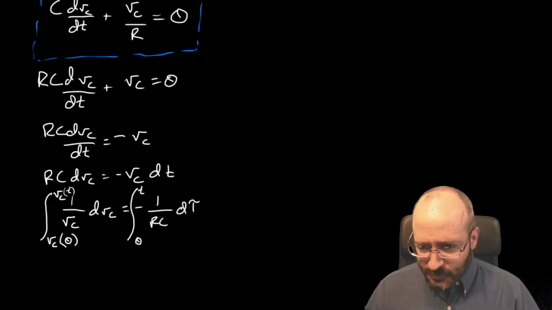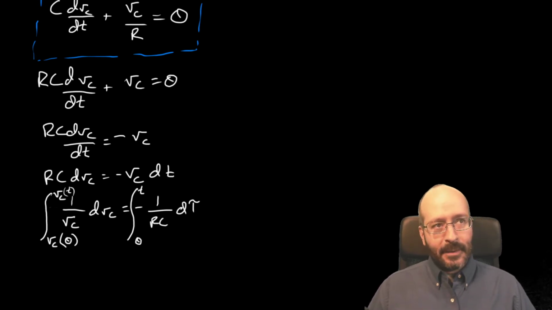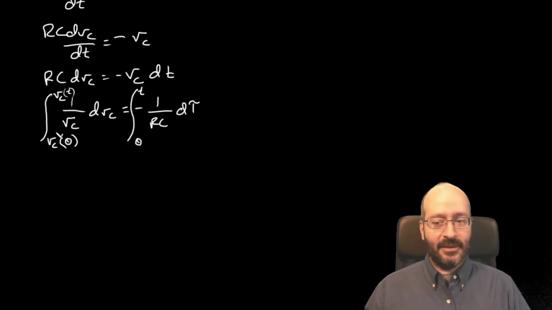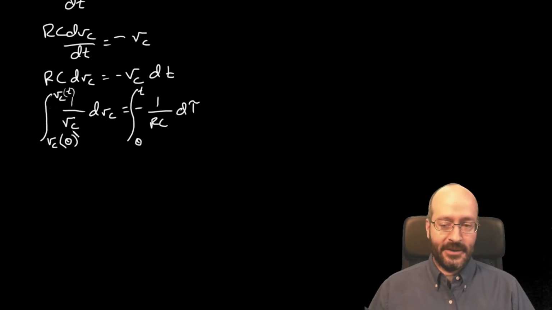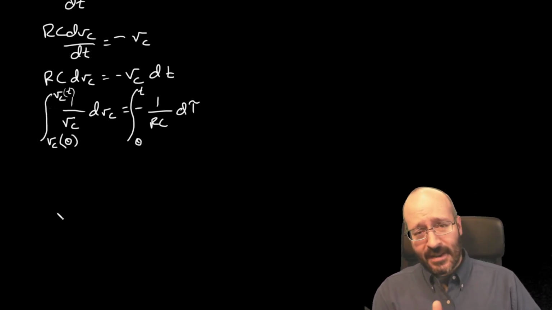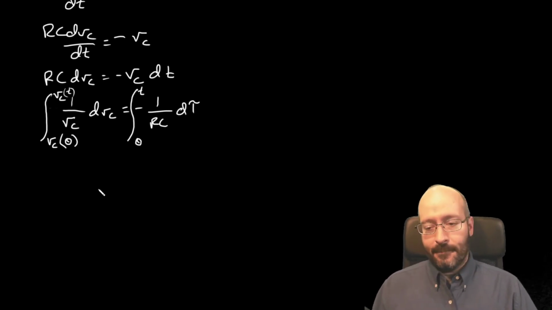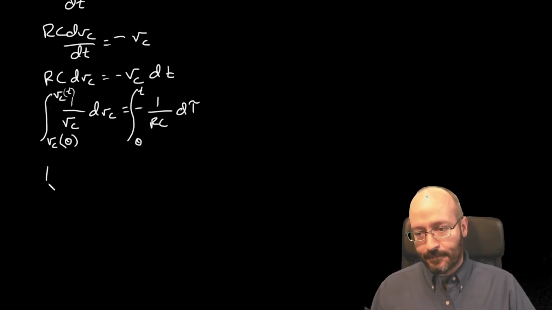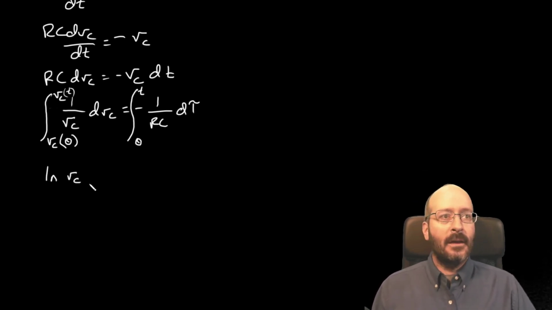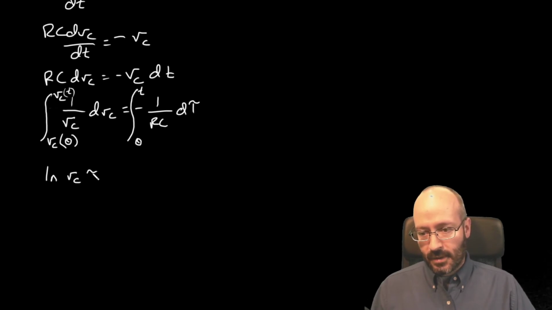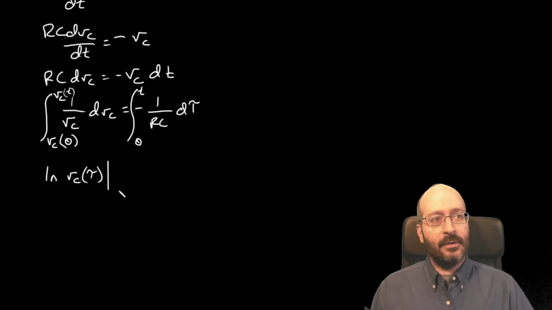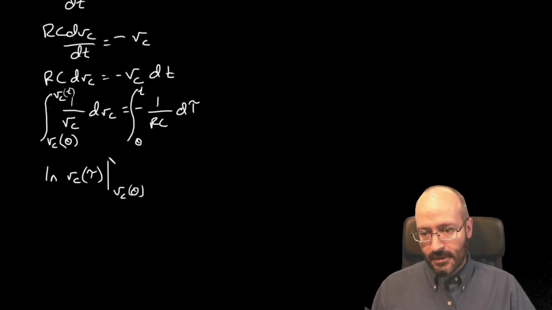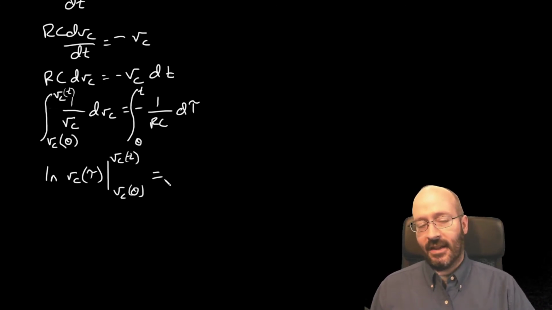Okay, so you have to remember your integration. The integration of 1 over the variable of integration is, hopefully you recall this, and if not, please go look up an integral table, the natural log. So we're going to have the natural log of Vc, and we're going to use tau there. We're going to evaluate that between our limits of integration, from Vc of 0 to Vc of t. Okay, so that's the left side, getting there.